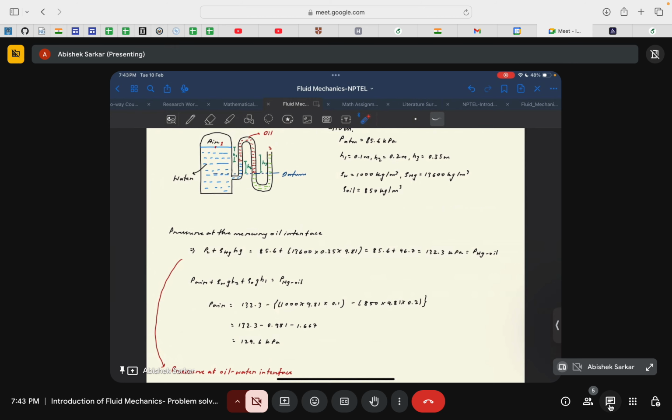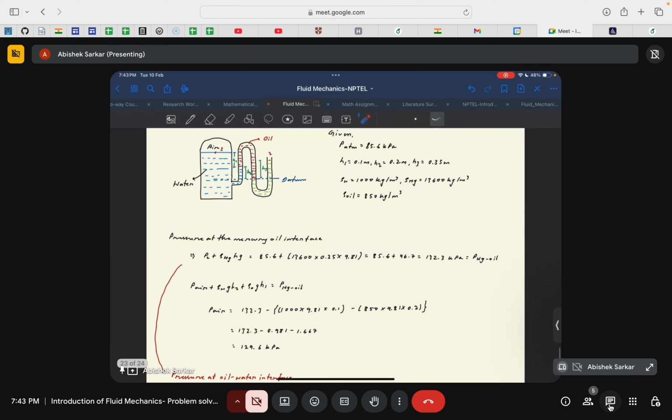Let us go from point 2 to point 1 to find the pressure. We need to find the pressure at this oil and mercury interface. Since these are at the same height and the liquid is the same, the pressure at this point will be the same as the pressure at this point. So the pressure at this point would be P2 plus rho g H3. That's quite clear.